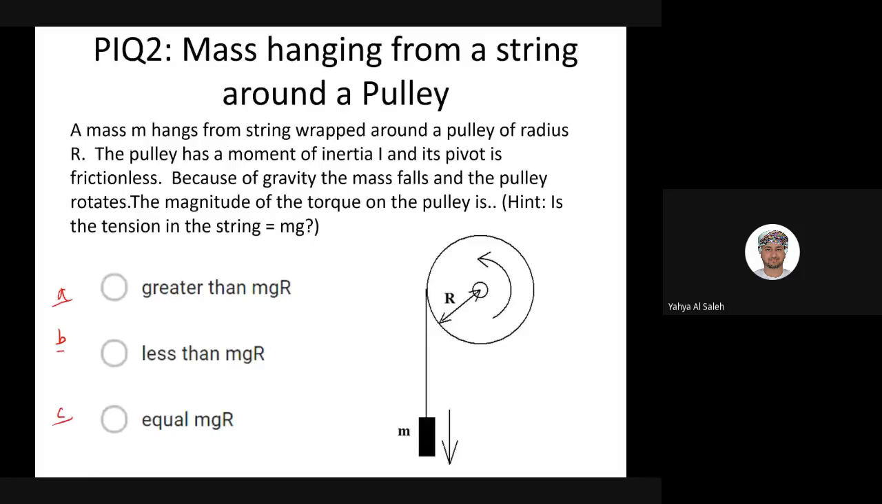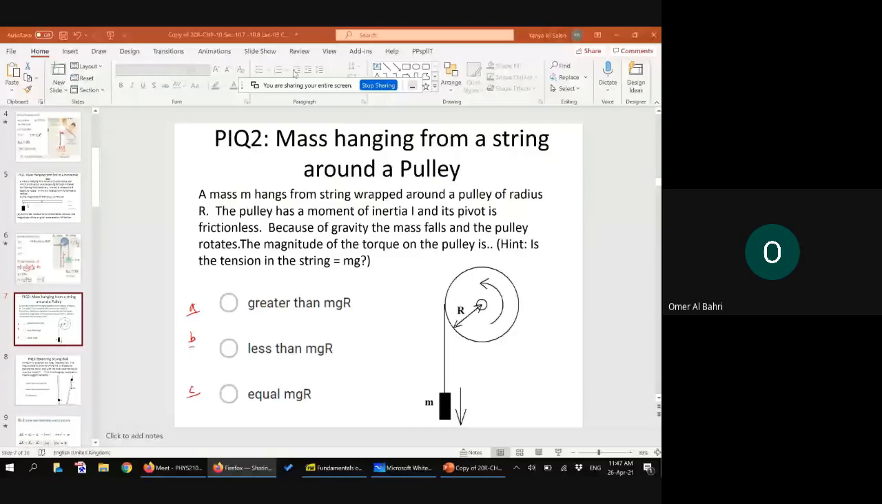Okay, so you have a couple of people who say less than mgr, and a couple who say equal to mgr. Okay, more answers coming in. A whole bunch of B's coming in, less than mgr. Ah, why did it stop sharing the screen? No, come back.